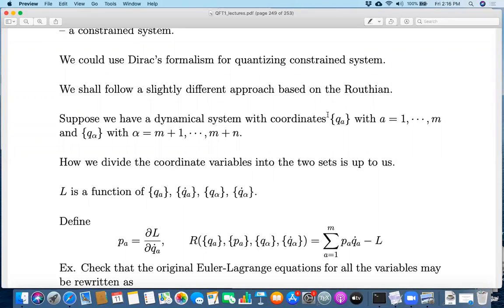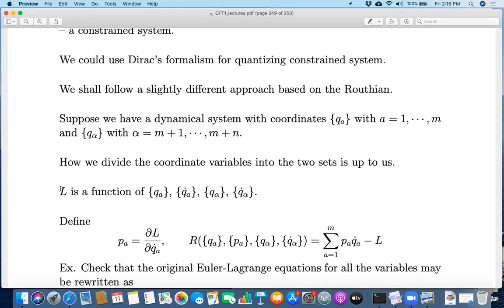And what I'm going to describe will work for an arbitrary choice of coordinates like this. But of course, when you apply it, we'll apply it according to our convenience. So this is what I've said: how we divide the coordinate variables into these two sets is up to us.